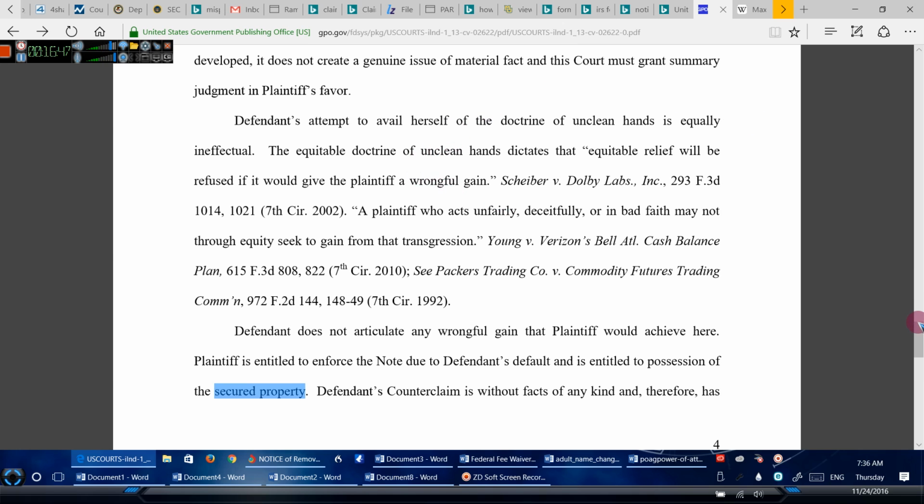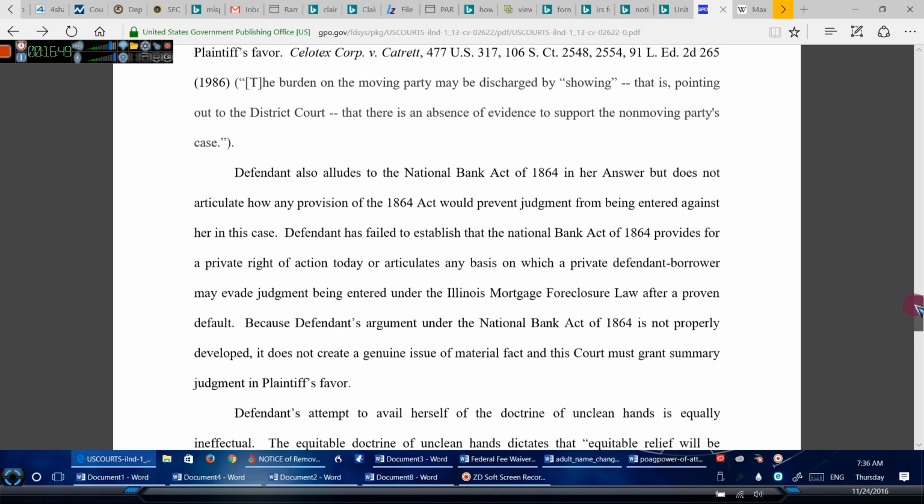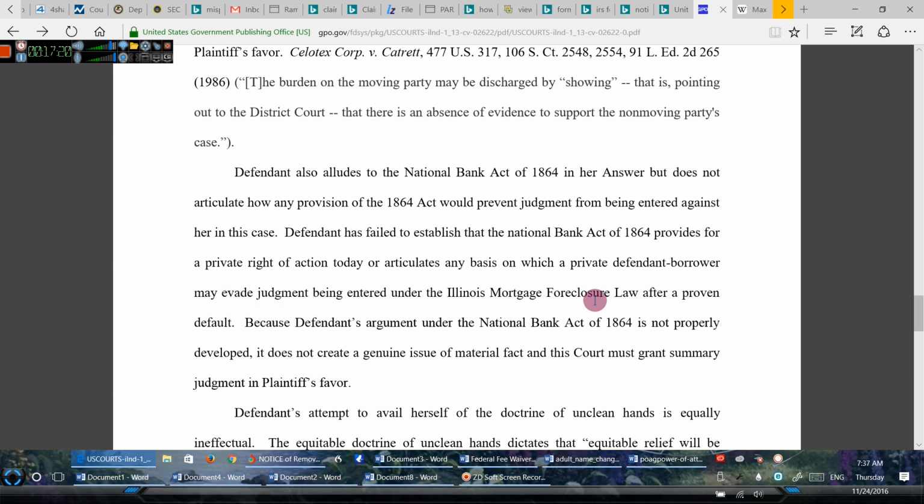That's why I pulled up the maxims of equity so that you can know the maxims of equity. Okay, notice what it says. The defendant also alludes that the National Bank Act of 1864 in her answer does not articulate how any provision of the 1864 Act would prevent judgment from being entered against her in this case. The defendant failed to establish that the National Bank Act provides for a private right of action today and articulates any basis in which a private defendant borrower may evade judgment being entered under the Illinois mortgage foreclosure law after a proven default. You see, people, they're saying that she defaulted. She did not go after them for breach of contract, breach of trust.